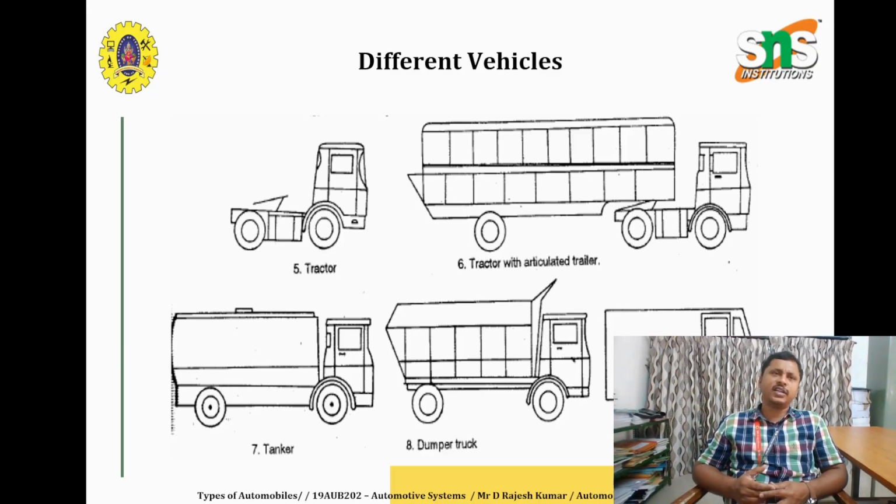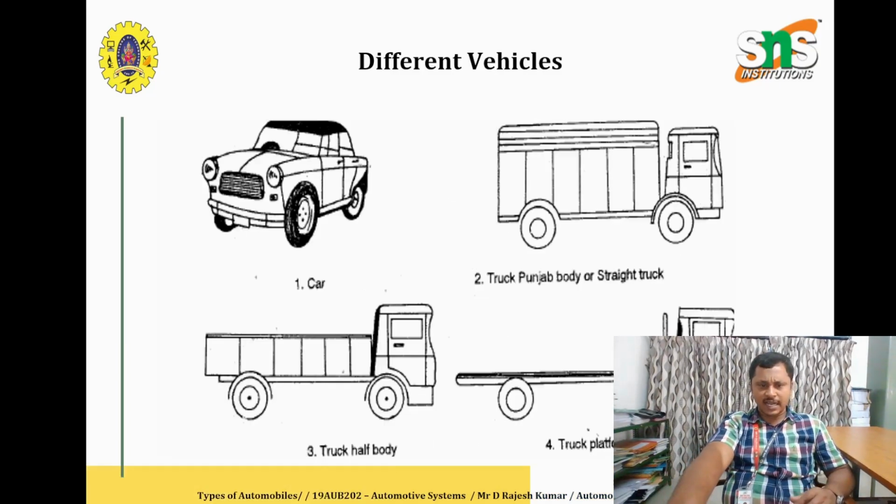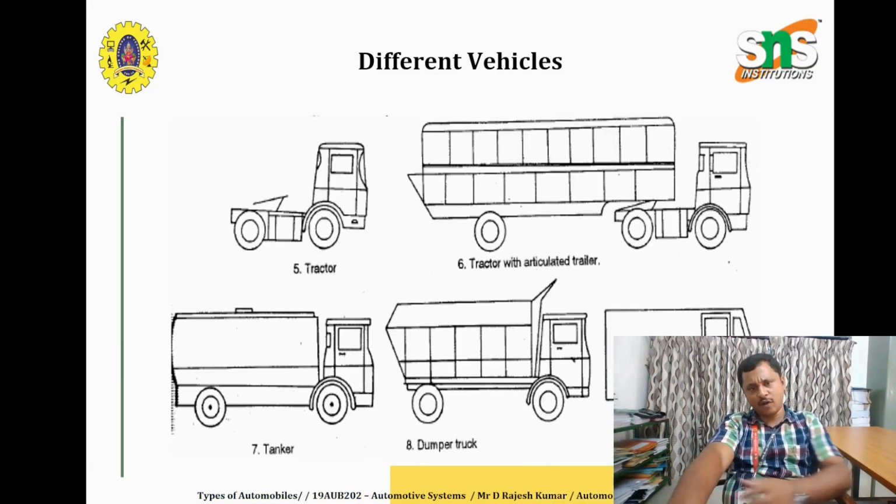And the next is about the delivery van. You can see some goods which are present inside. This is an integrated vehicle where there is no separate compartment, only the cabin, and immediately the rear end will be a storage space for the vehicle. So this is about the delivery van. So far we have seen the car, truck, truck half body, truck platform type, tractor with the articulated trailer, tanker, dumper truck, and delivery van.